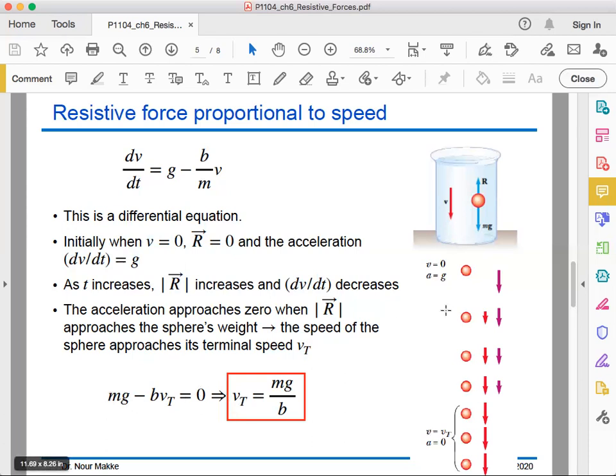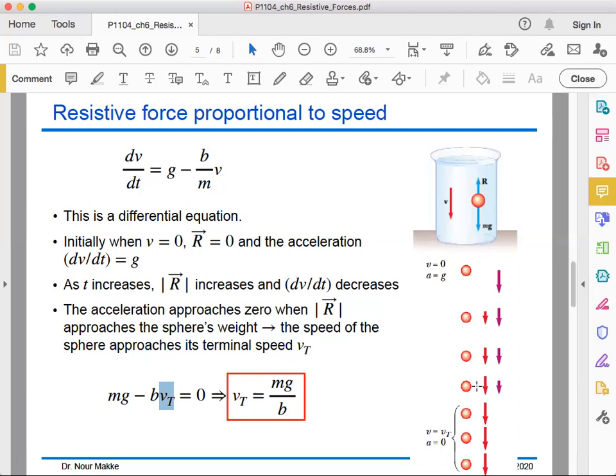And we can write down Newton's second law in the following way: mg minus b v is equal to 0. But don't forget that in this case, it's not any v that we are talking about. We're talking about the terminal speed. So this is why we have vt. And just from this equation, we can evaluate vt, and we end up with mg over b.